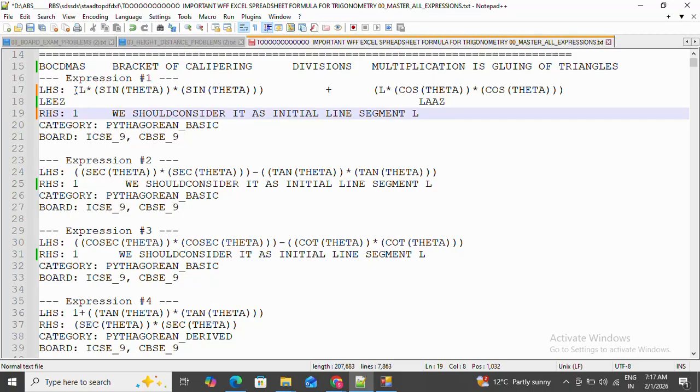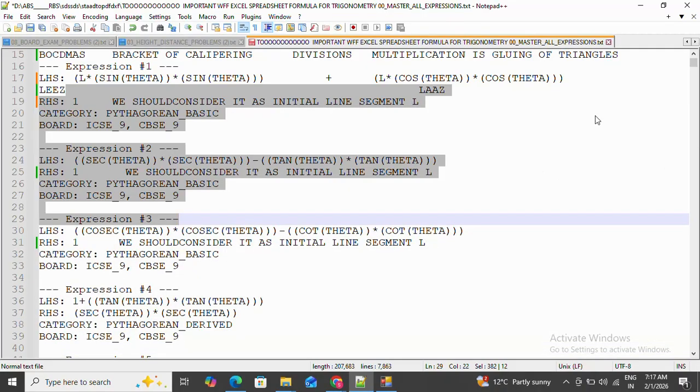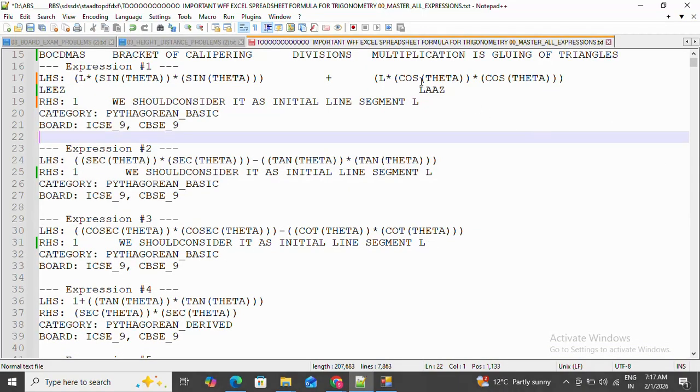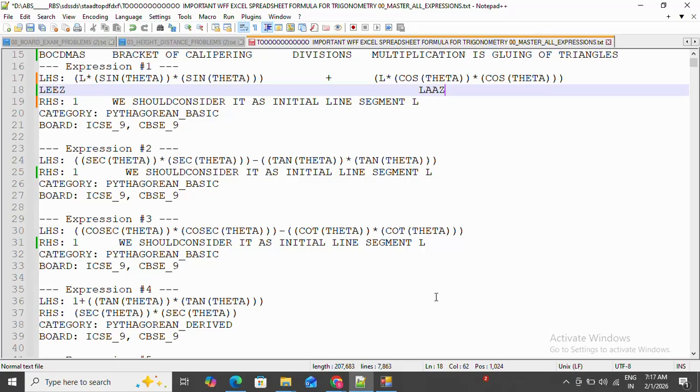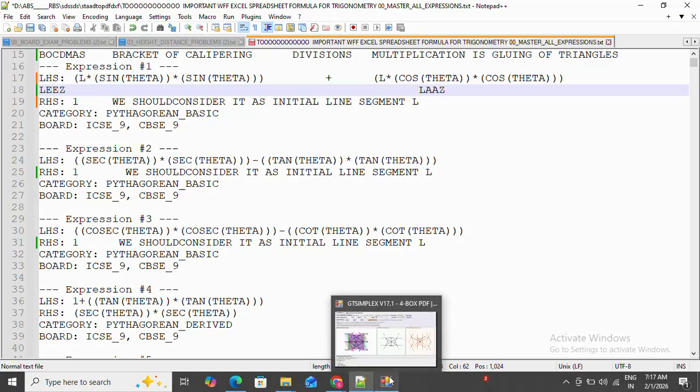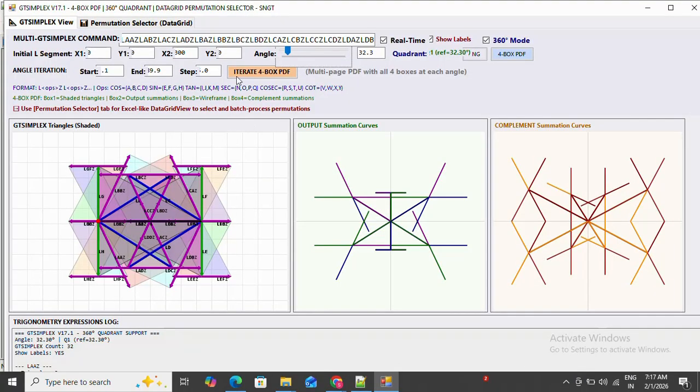Here L sin theta star sin theta has a representative, the LEEZ, and for L cos theta star cos theta we have another representative, the LAZ, and there are 16 types of such representatives for L cos theta star cos theta. Let's look at version 17 of Sanjoy Nath's Geometrifying Trigonometry software, from where we will understand the real pictures very easily.